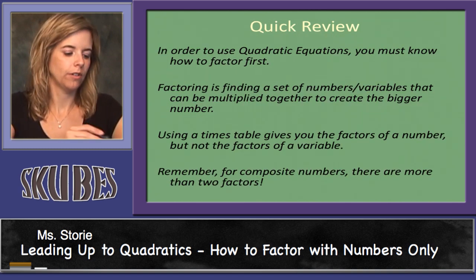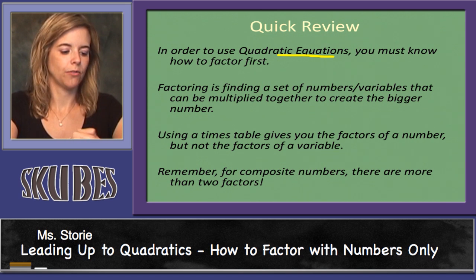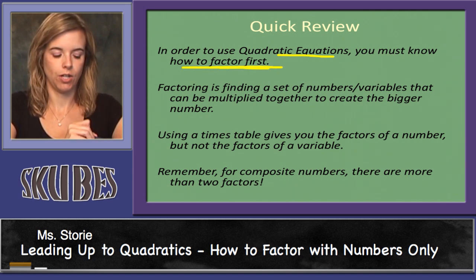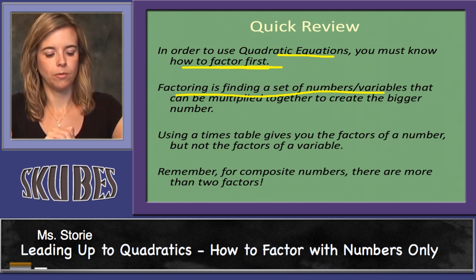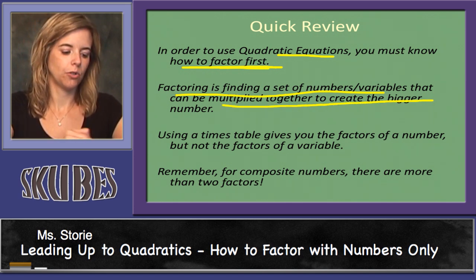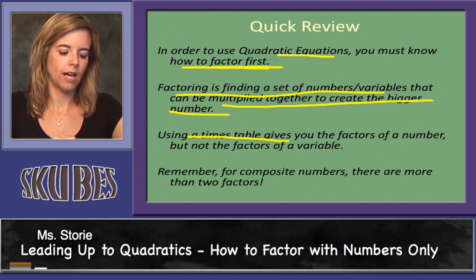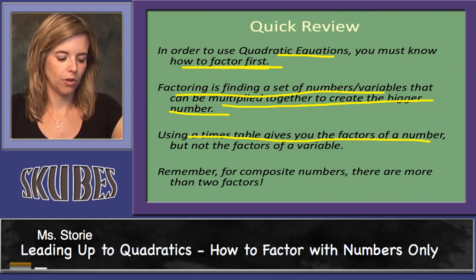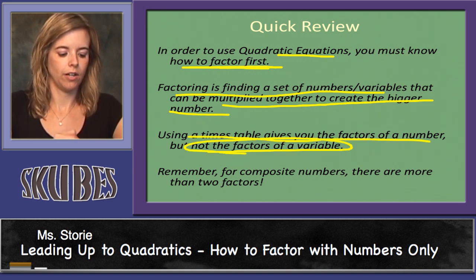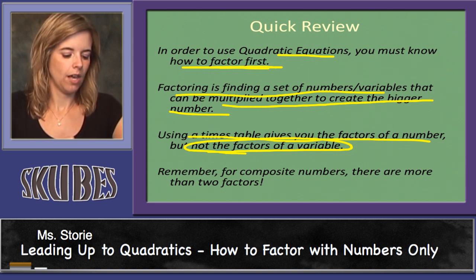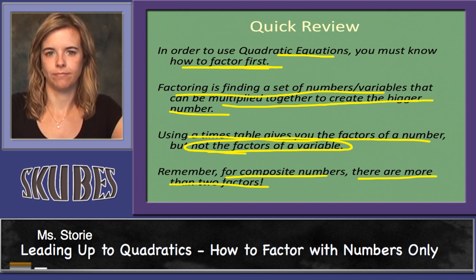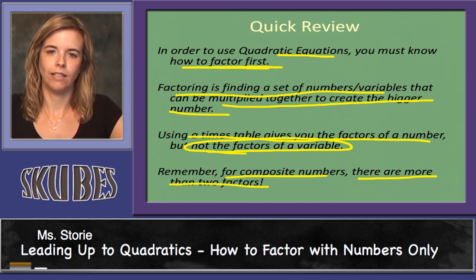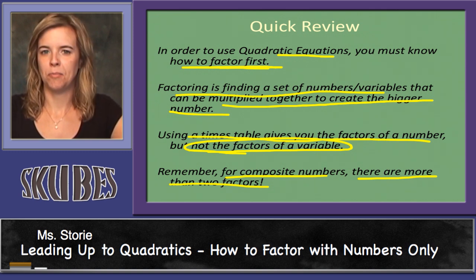So for a quick review, in order to use quadratic equations, first you know how to factor, which we just went over. Factoring is finding a set of numbers, sometimes we include the variables too, that can be multiplied together to create the bigger number. Using a times table gives you the factors of a number, but not the factors of a variable, so you'd have to list those out on your own. Remember, for composite numbers, there are more than two factors. And that's it for our lesson on leading up to quadratics, how to factor with numbers only.